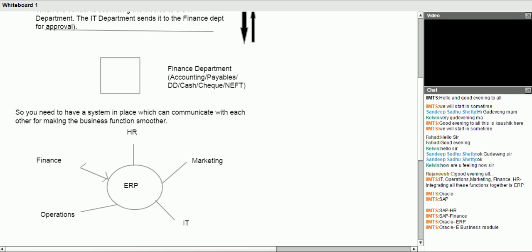So we can say that with the help of the ERP system, it basically integrates all the business functions together.